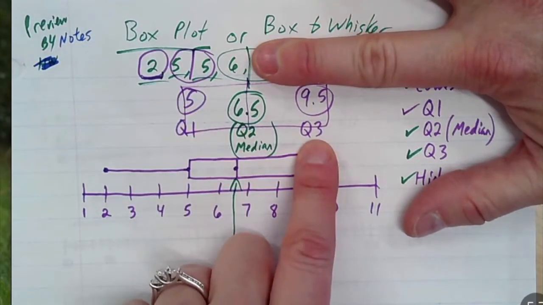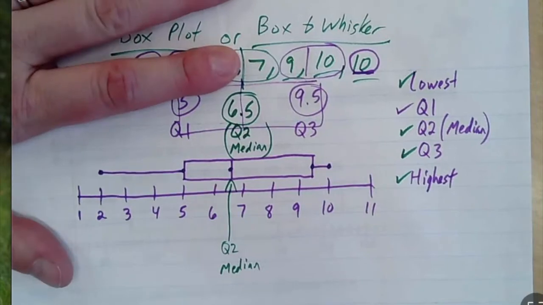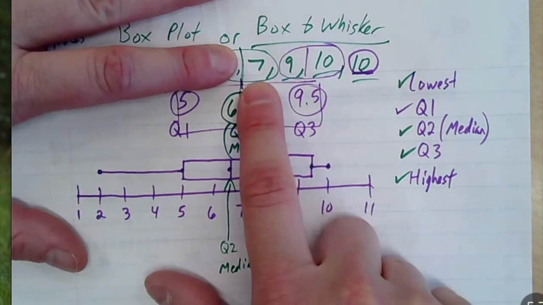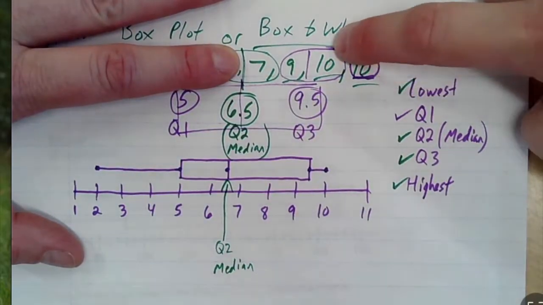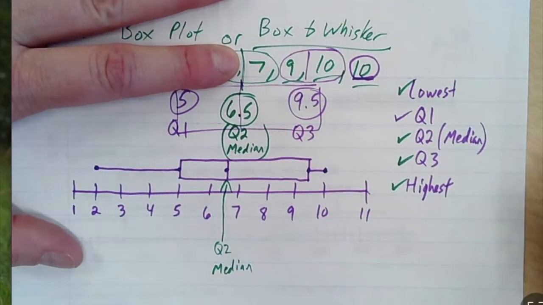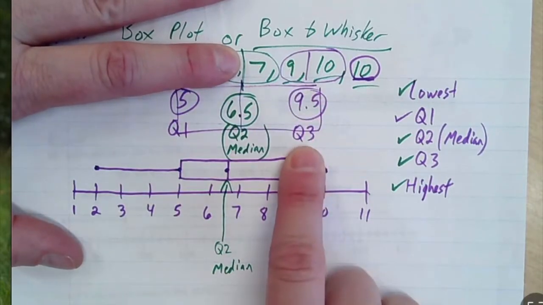How do I find quartile 3? I have to cover up the bottom part of my numbers, and I have 4 numbers here: 7, 9, 10, and 10. As I work my way into the middle, it's in between 9 and 10, and right in between 9 and 10 is 9.5, which is quartile 3.